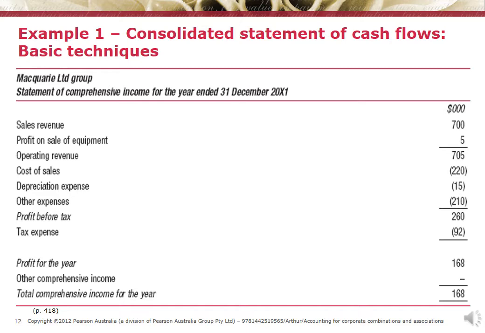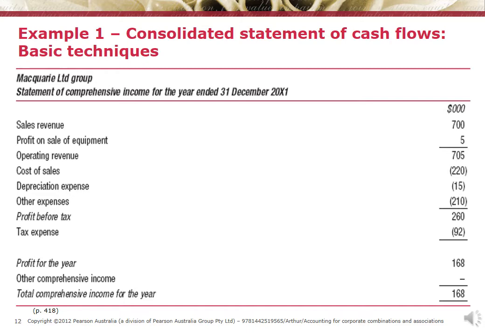So anyway, let's have a look at what's written in this slide. Again, page 418, and this is taken directly from the reading, so you should be able to follow from there as well. We've been given the statement of comprehensive income, aka the statement of profit and loss and other comprehensive income, for the year ended 31st of December, let's say 2011, of Macquarie Group.